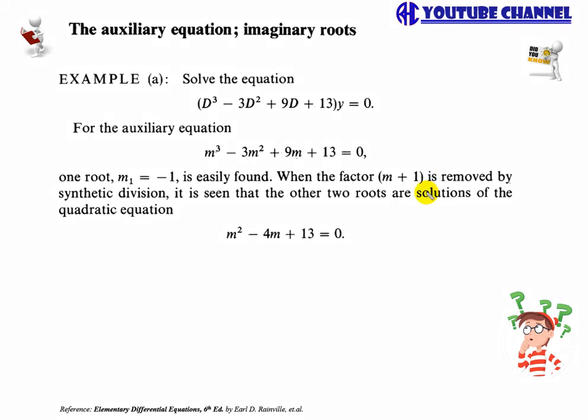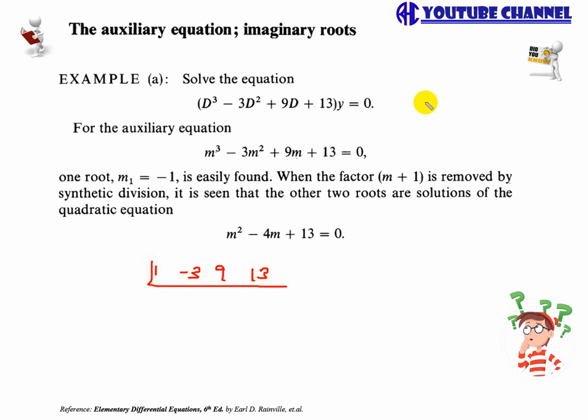Okay. Solve the equation d cubed minus 3d squared plus 9d plus 13 times the quantity y is equals to 0. So, kapag isulat natin yung sa trigonometric function into the auxiliary equation, ito yung magiging result natin. So, m cubed minus 3m squared plus 9m plus 13. So, by synthetic division, so makukuha natin to. So, try natin by synthetic division. Maging 1, negative 3, 9, and 13.